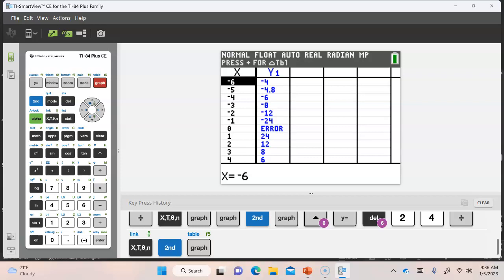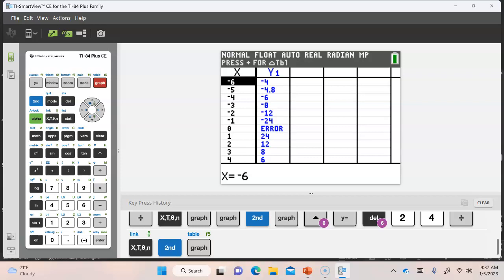How do you get x? There's the x button. And so you can see, okay, negative 6 times negative 4 gives me 24. Negative 5 times negative 4.8. I don't want decimals because we don't use decimals when we're factoring. Negative 4 times negative 6. Negative 3 times negative 8. Negative 2 times negative 12. And so on and so forth. So that gives me all the factor pairs. And so then I just have to look at this list and say, all right, well, which ones add to give me negative 11? Negative 3, negative 8.